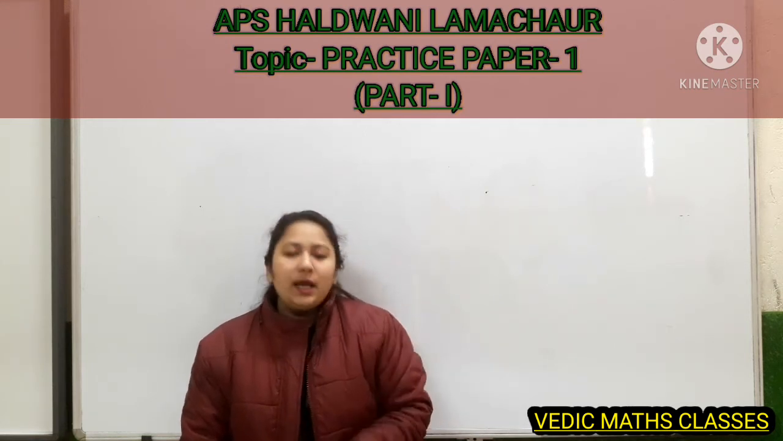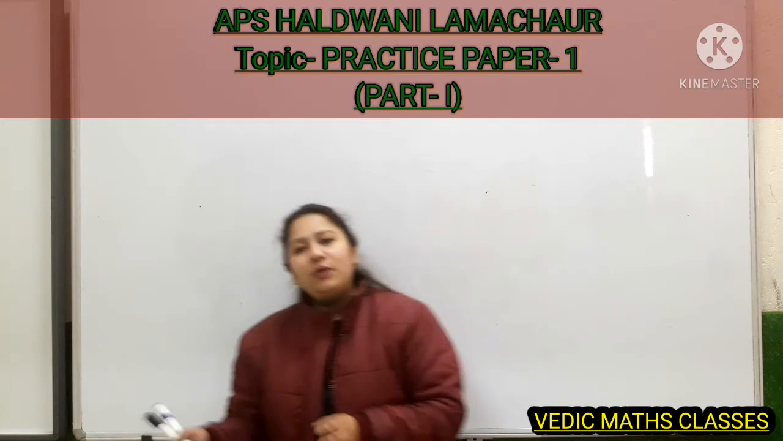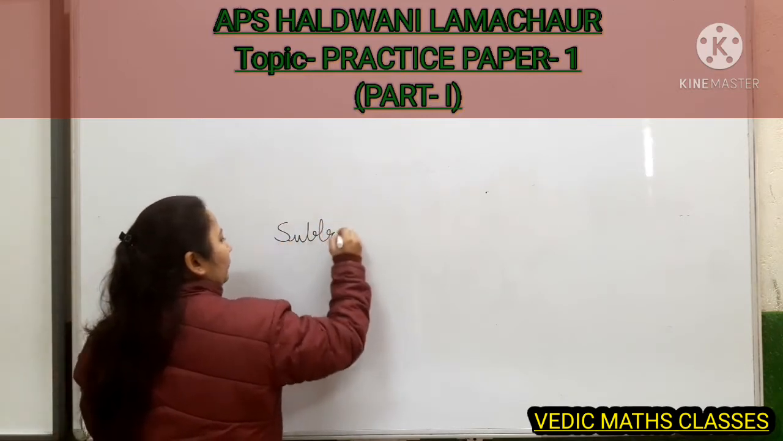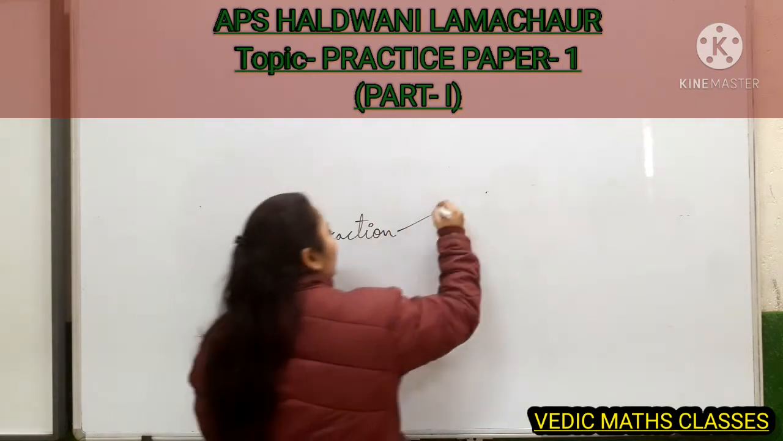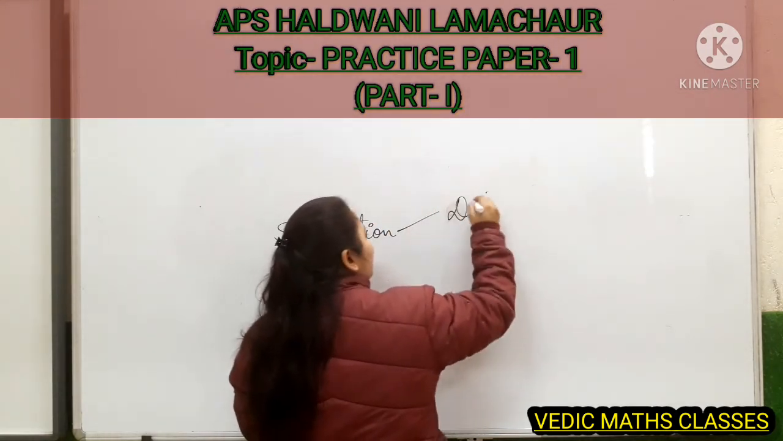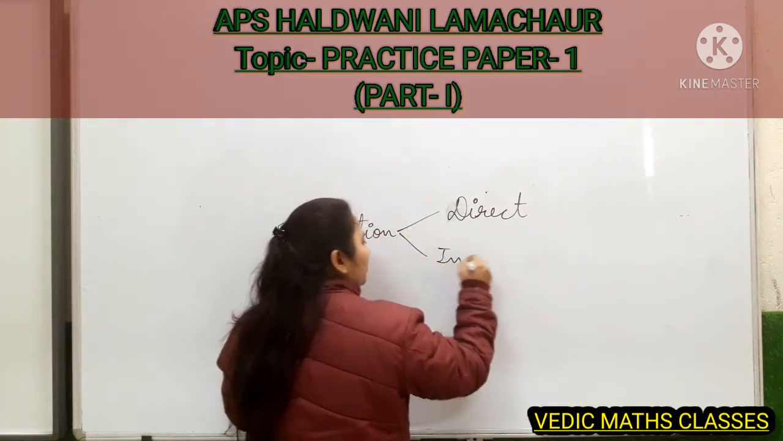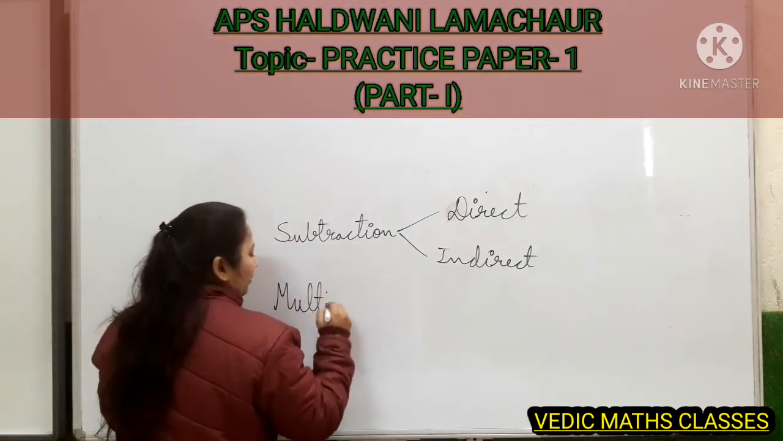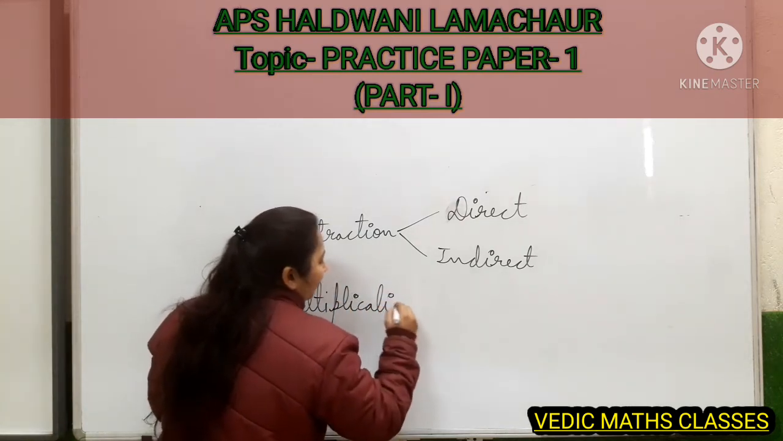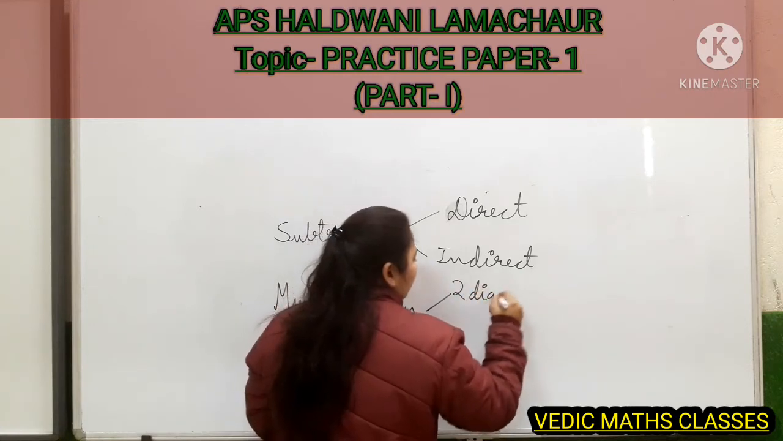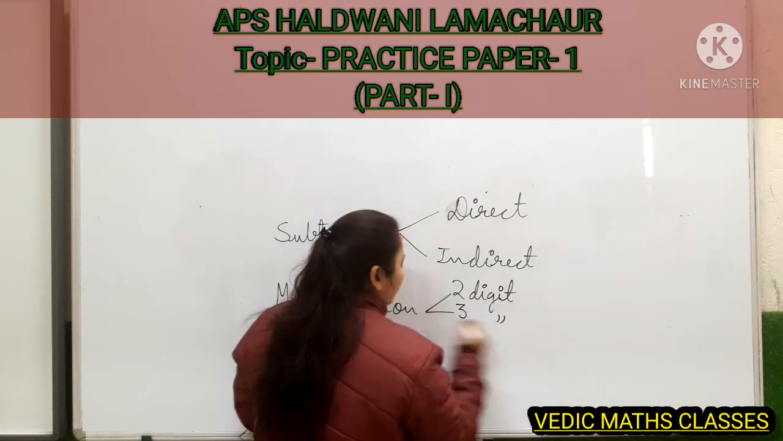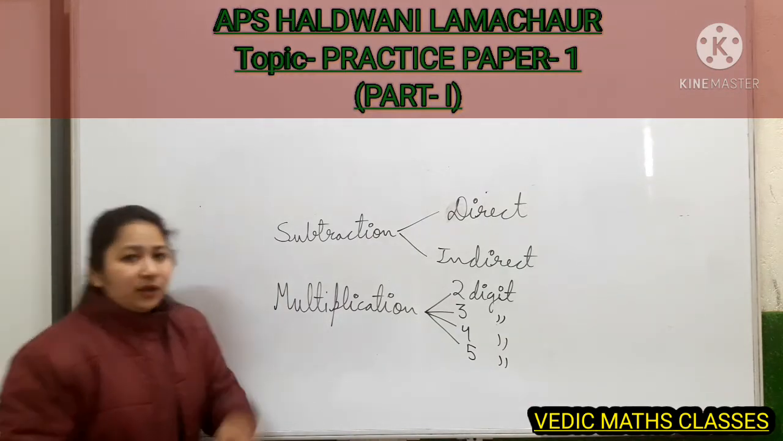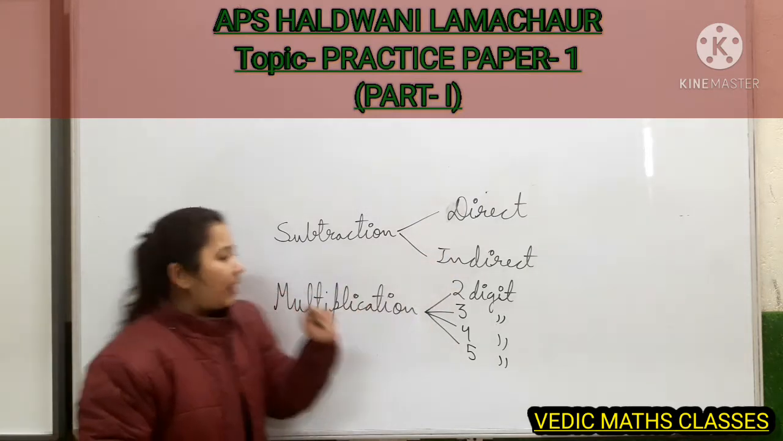Now kids, in part 1 I have put the sums related to subtraction and multiplication. In subtraction, we have studied two methods. One was direct and the second was indirect. And the second topic is multiplication. In multiplication, we have done the sums related to 2-digit, 3-digit, 4-digit and 5-digit. So students, today we will do the sums related to subtraction, direct and indirect, and multiplication.